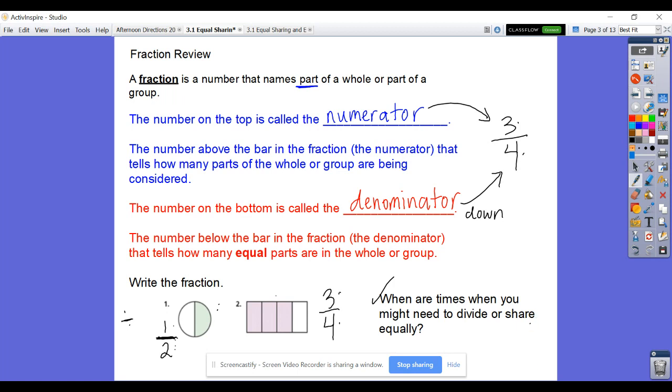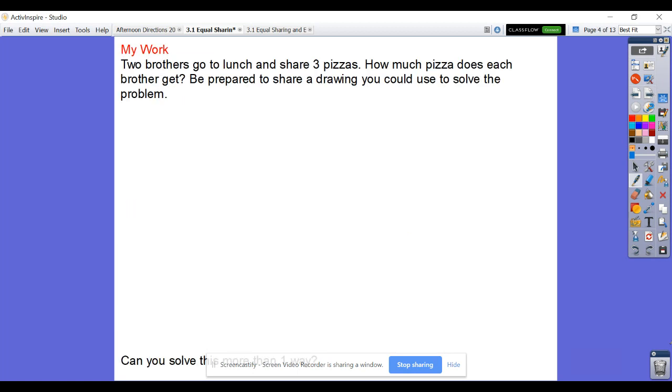So we use fractions a lot in our day-to-day life, and we will practice with them in some number stories today. So here's this first problem. 2 brothers go to lunch and share 3 pizzas. How much pizza does each brother get? Be prepared to share a drawing you could use to solve the problem.